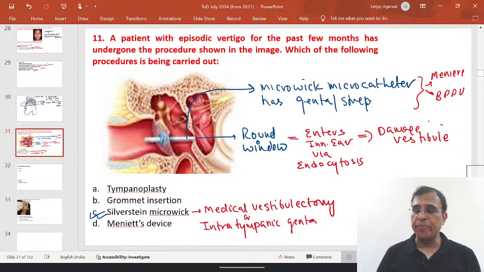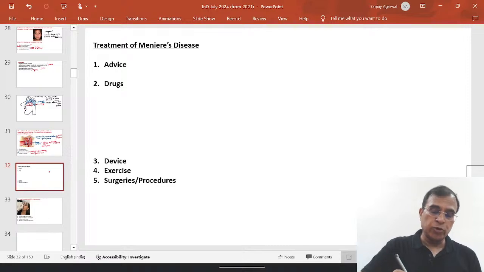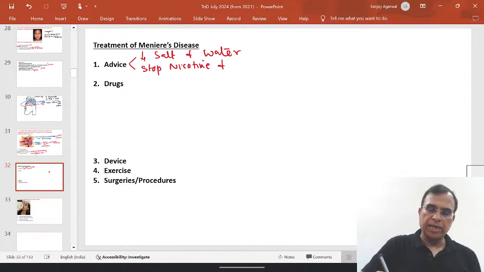Now Meniere's disease treatment is a very important question, very commonly asked in the exam. So what are the options for Meniere's disease treatment? We have 5 options. We give some advice. We have drugs, we have device, and we have exercise, and surgery. This procedure that we discussed is a type of surgery. There are 2 advice we give: decrease the intake of salt and water, and stop the intake of nicotine and caffeine. So no nicotine, no caffeine.